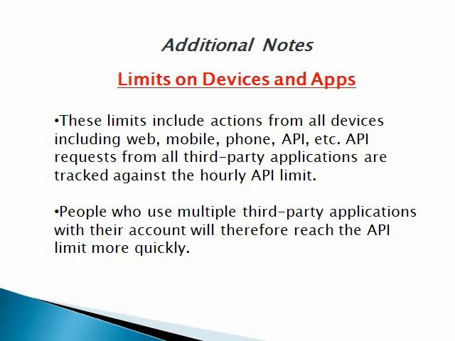Just some additional notes. There's limits on devices and applications. So these limits include all types of devices from your web, mobile phone, application interfaces, or third-party applications, and these are all tracked against an hourly API limit. People who use multiple third-party applications can reach these limits much more quickly.